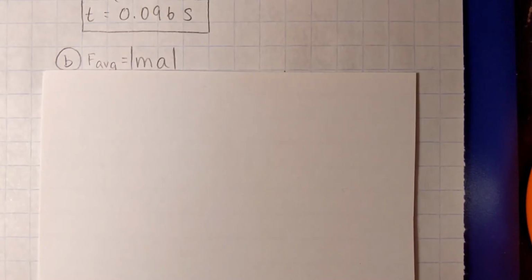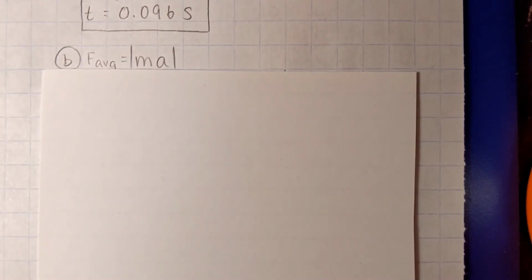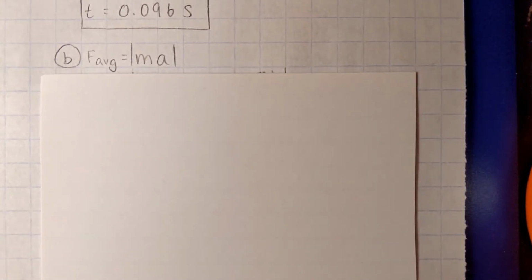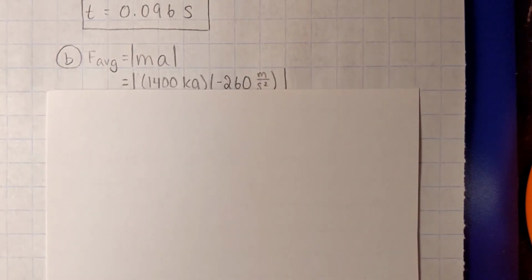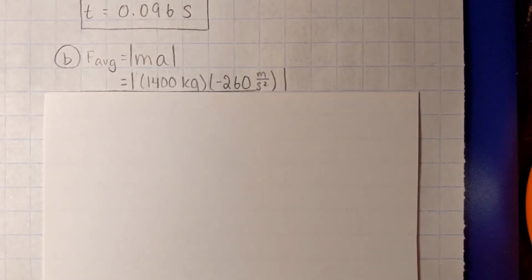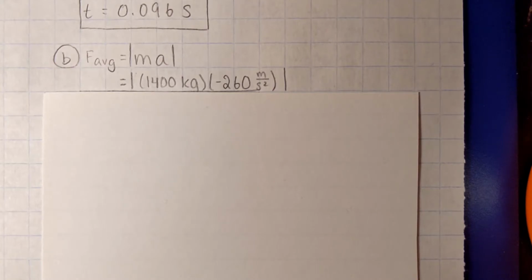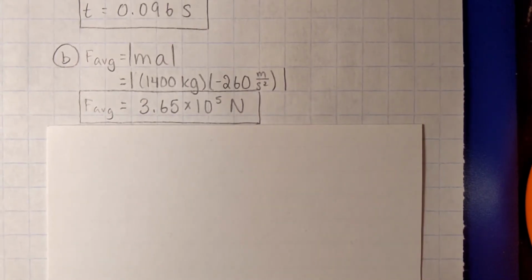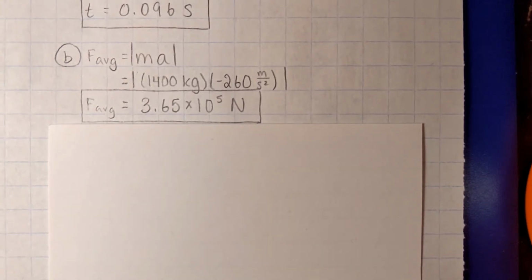Okay, so for part B, we want to find the average force. But on the question it says we need to find the magnitude, so you have to put absolute value marks around mass times acceleration. So we use the mass they gave us and then the acceleration we just found, and we get 3.65 times 10 to the 5th newtons.